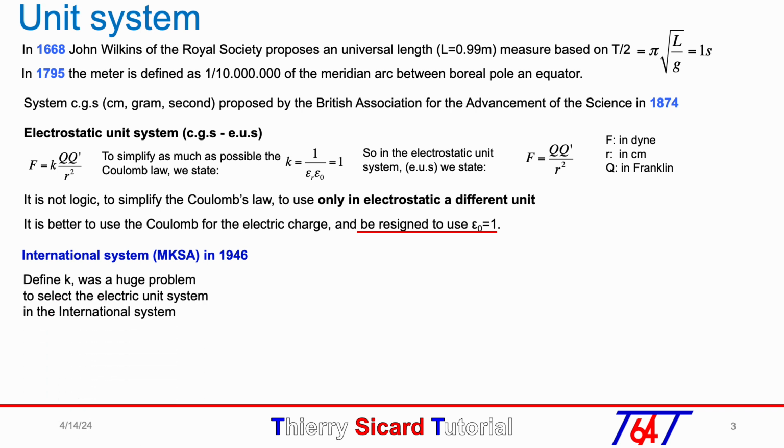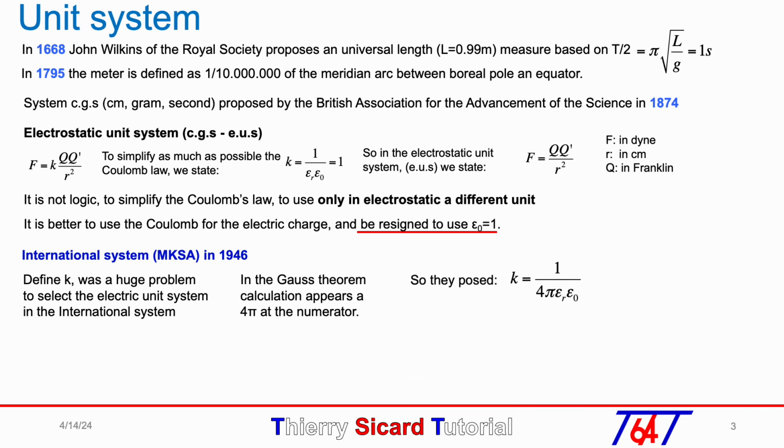Defining K was a huge problem when selecting the electric unit system in the international system. But as in the Gauss theorem 4 pi appears at the numerator, they decided to pose K equal 1 over 4 pi epsilon r epsilon 0. So the Coulomb force formula becomes F equal Q prime over 4 pi epsilon r epsilon 0 r square. Now in the electric force appears the sphere area 4 pi r square, which is in the Gauss theorem. Epsilon 0 is a capacitance per meter of 8.8 picofarad per meter.